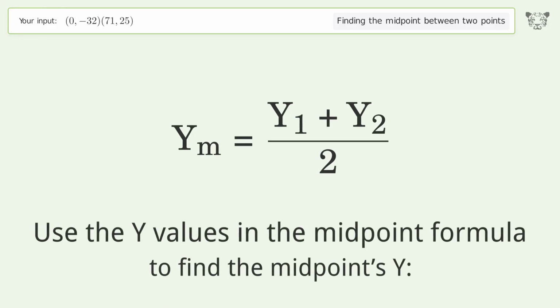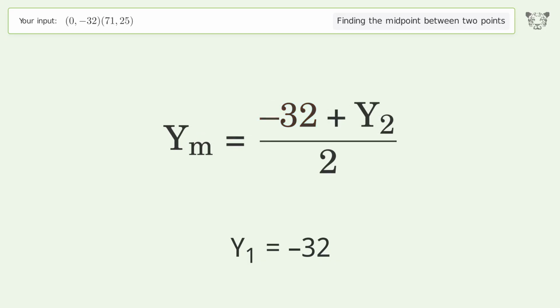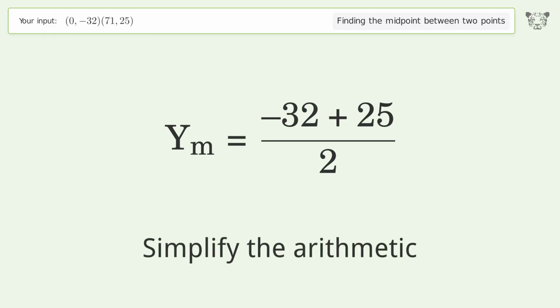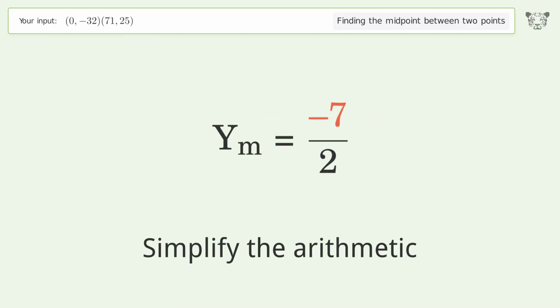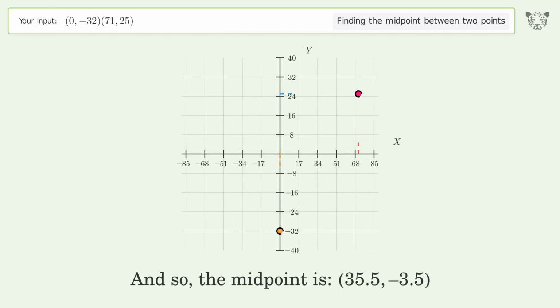Use the y values in the midpoint formula to find the midpoint's y. y1 equals negative 32. y2 equals 25. Simplify the arithmetic. And so, the midpoint is 35.5, negative 3.5.